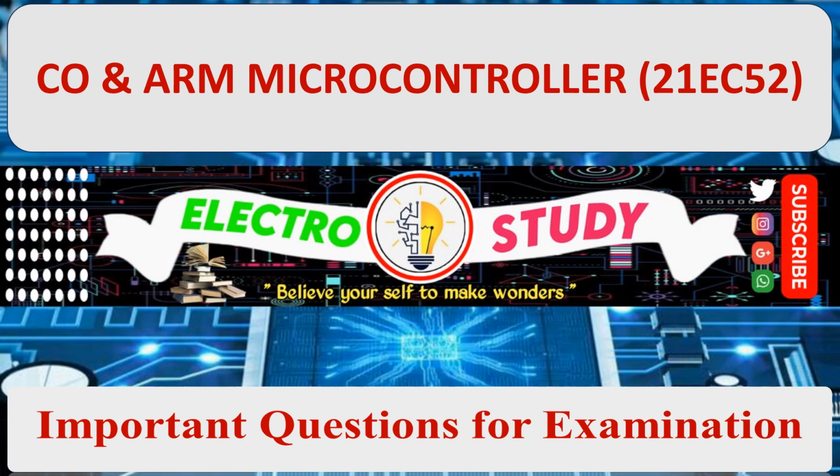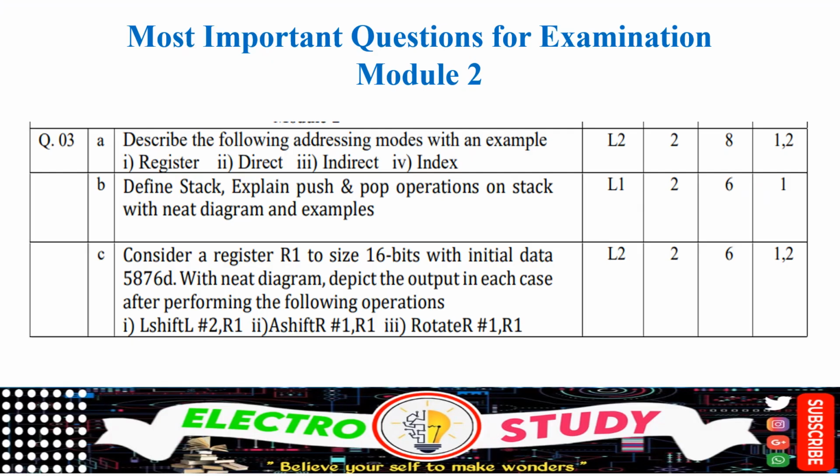Now let's see the second part, module 2 of computer organization and ARM microcontroller 21EC52. For the model question, module 2, describe the following addressing modes with an example. These are the addressing modes that you have to explain with example. Determine what is register addressing, direct addressing, indirect, index.